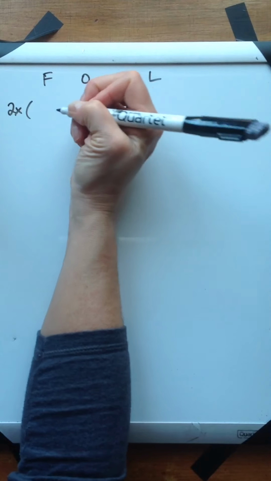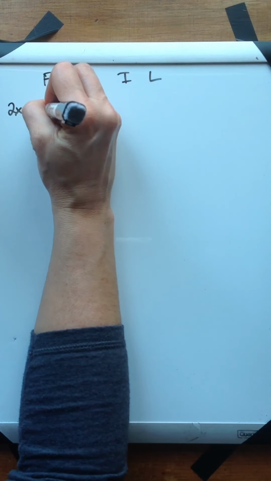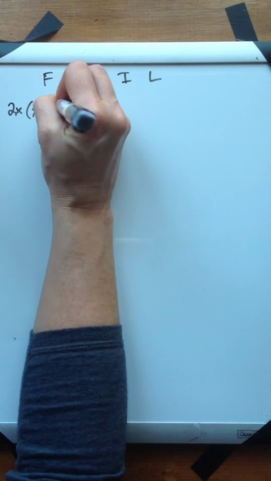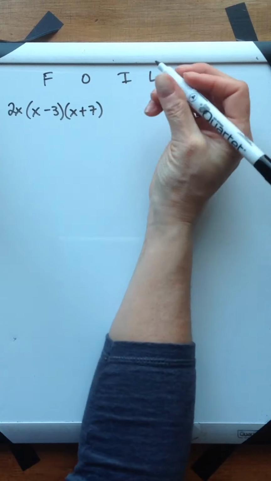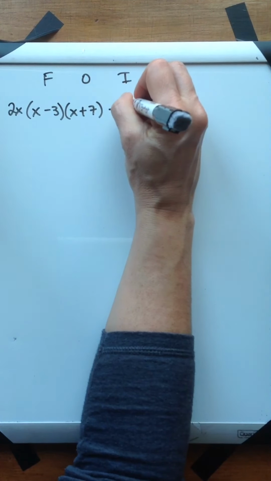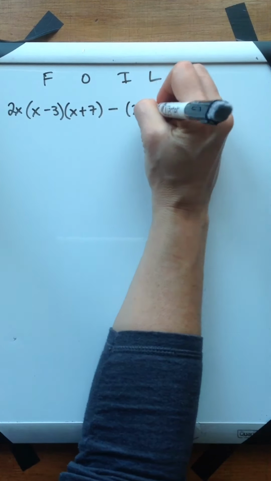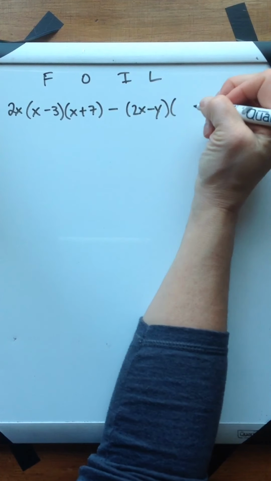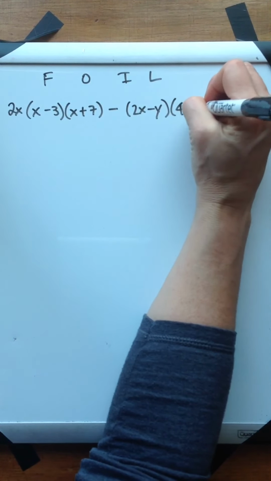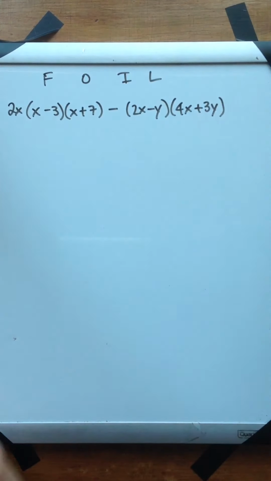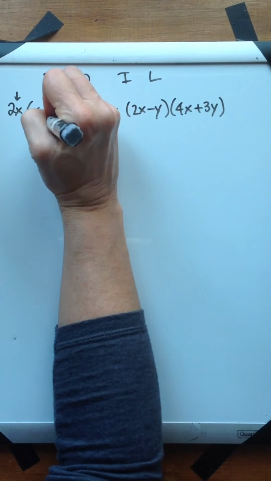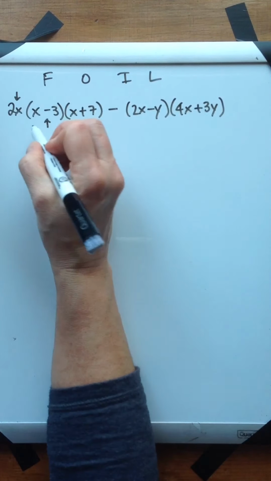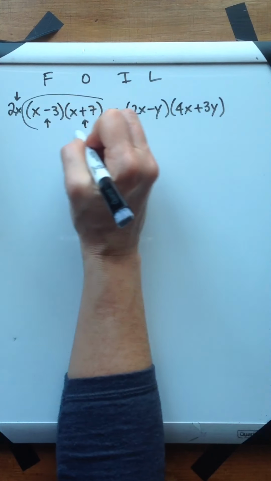Here's one final example. Let's take the monomial 2x and multiply it by the binomial x minus 3, and further multiply it by the binomial x plus 7, minus the binomial 2x minus y and 4x plus 3y. Okay, we have to expand and simplify this. So I notice in this first piece, again, I've got a monomial times a binomial times a binomial, and you are going to do FOIL first.